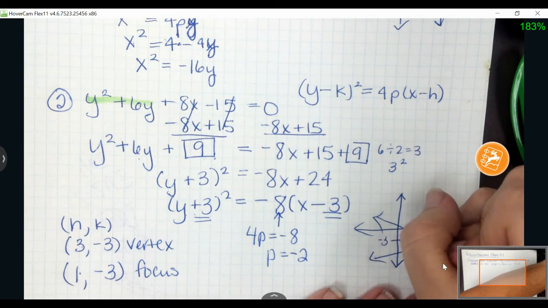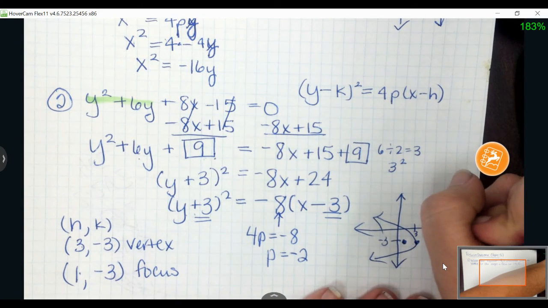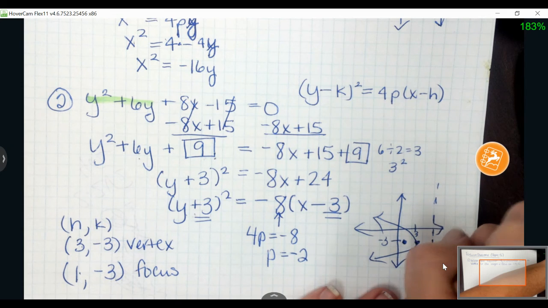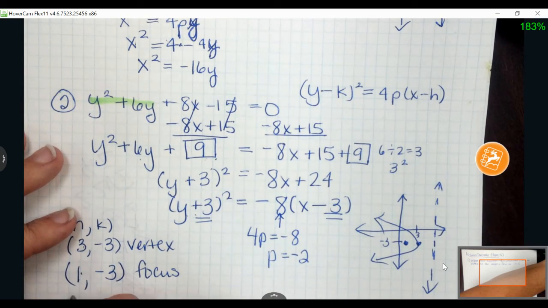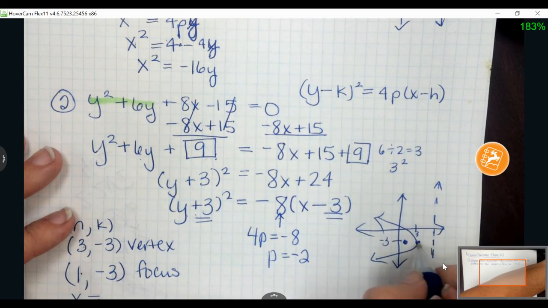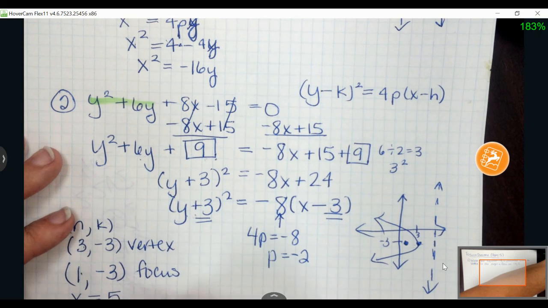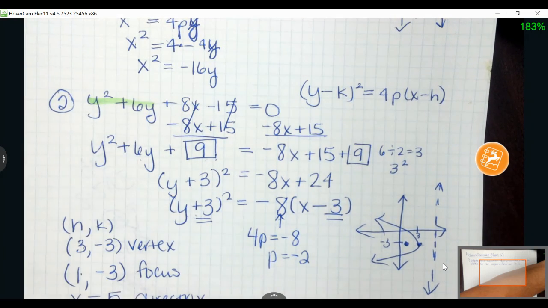For my directrix, I need to go 2 to the right, and it needs to be a line. This is a vertical line, so I'm going to call that x equals, if I've moved 2 units over, 5, 3 plus 2. And that's it.